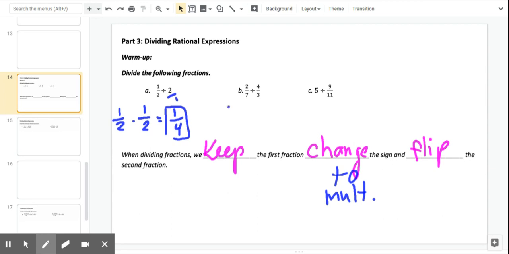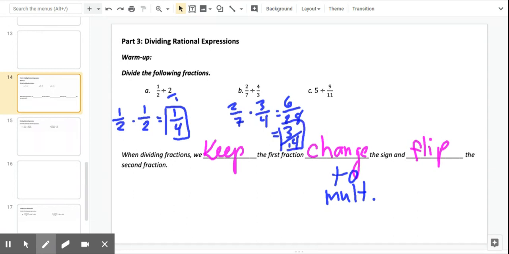For the second one, we have 2 over 7. Change it to multiplication, then flip the second one. Multiply across the numerators, 2 times 3 is 6. Multiply across the denominators, 7 times 4 is 28. And then as always, reduce if we can. This we can reduce by 2 because those are both even. So we'll get 3 over 14, and that's it.